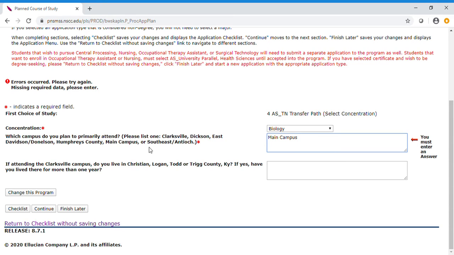But notice that a lot of people are going to be picking Southeast Antioch. That's the campus over there by the Global Mall. So if you plan on going to that campus, you're going to want to put in Southeast/Antioch. All right.